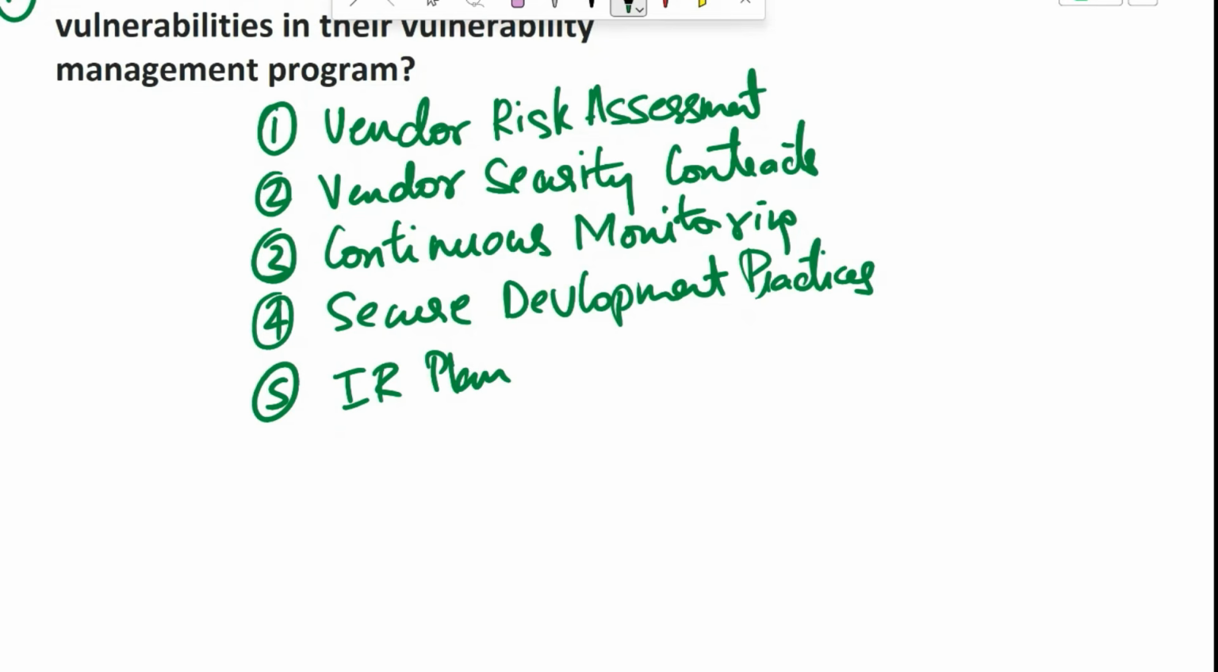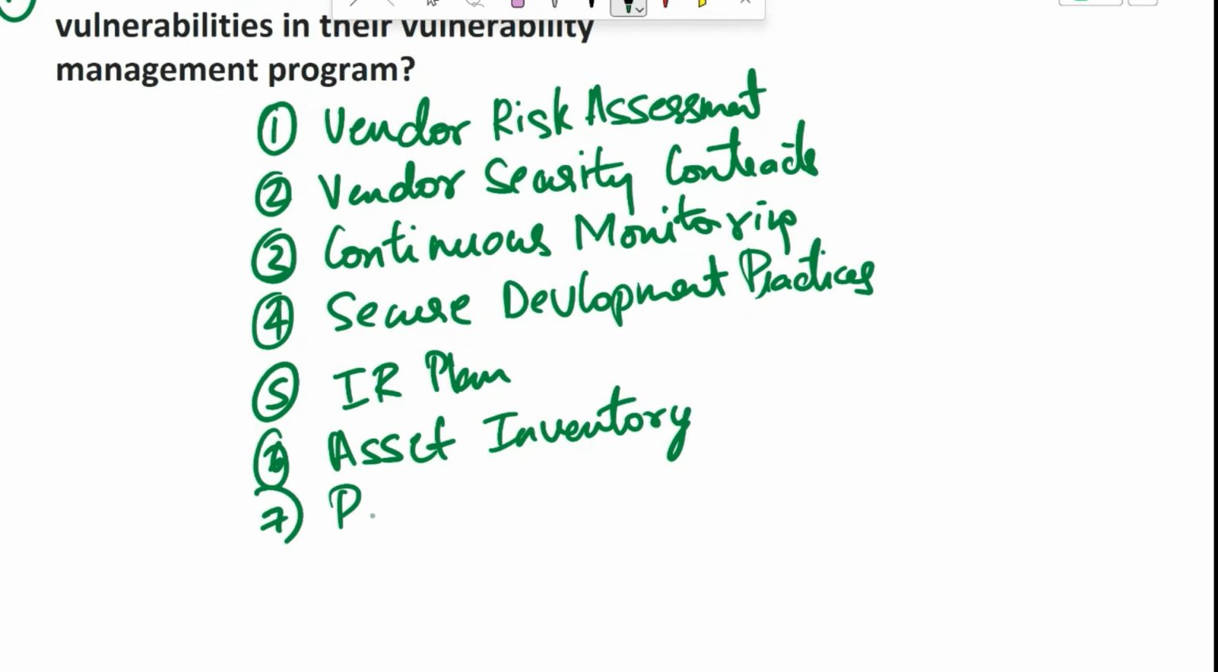Develop a robust incident response plan that includes procedures for addressing and mitigating supply chain related security breaches promptly and effectively. Next is asset inventory. Maintain an inventory of all third party software components and services used within your organization's infrastructure. This helps identify potential vulnerabilities.